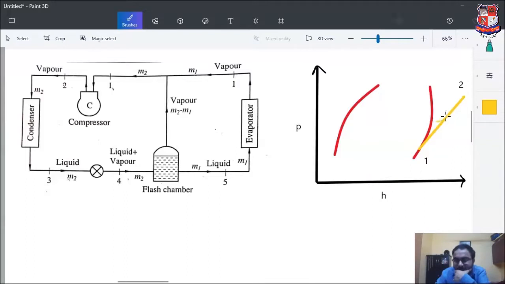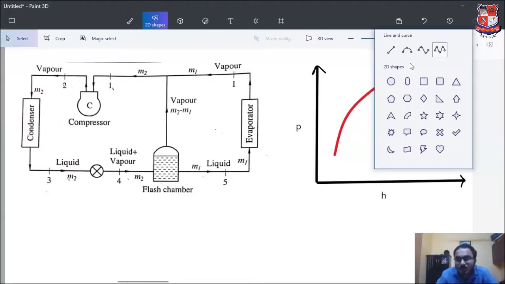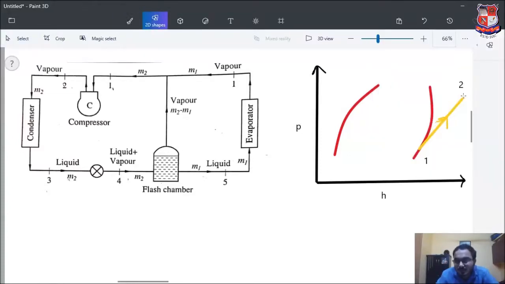And this will be our direction. Now from 2 to 3 condensation is happening, so we can also draw a process on that. This will be the process of condensation, and this will be our point number 3.